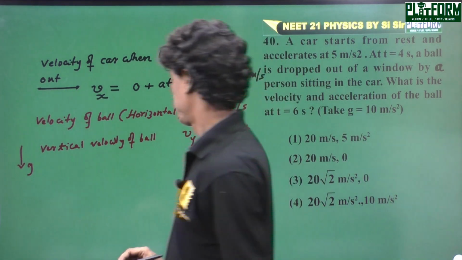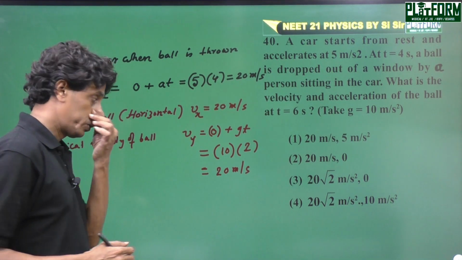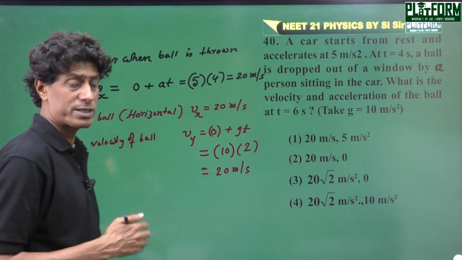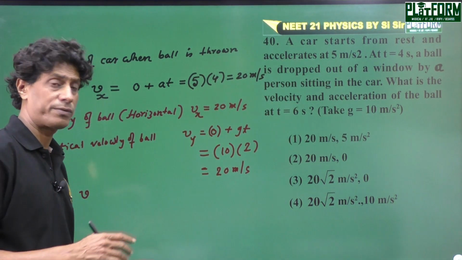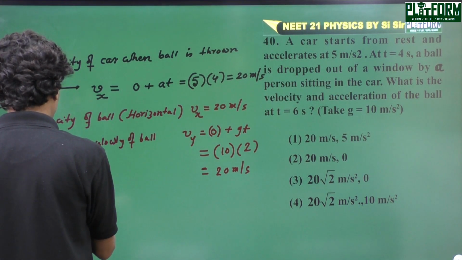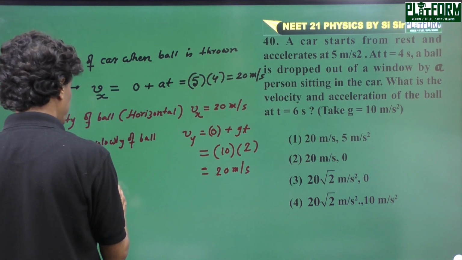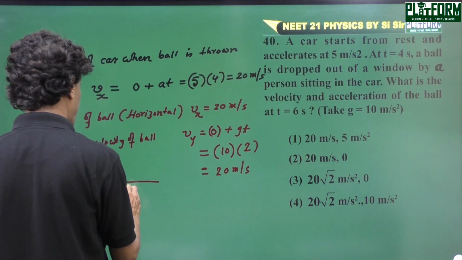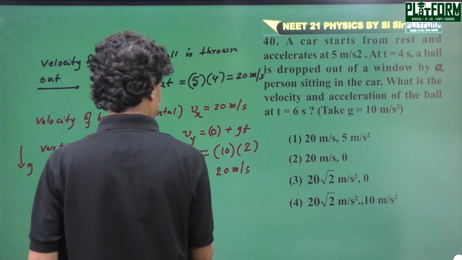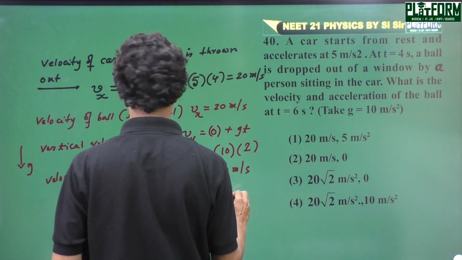Finally, since velocity is a vector quantity, you should keep in mind that the horizontal velocity is 20 meters per second and the vertical velocity is 20 meters per second. So the velocity of the ball is root over Vx square plus Vy square, and finally it is 20 root 2 meters per second.